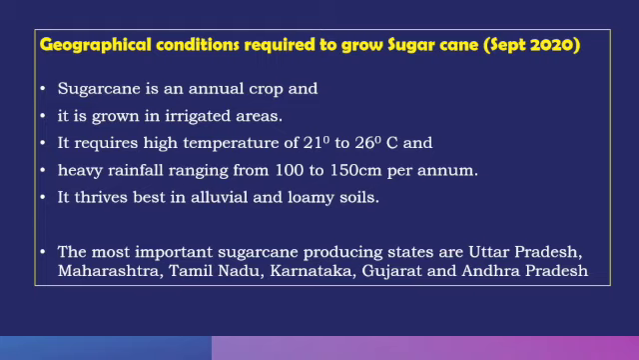It is grown in irrigated areas. To grow sugarcane, the area must be completely irrigated. Irrigation is very much essential. Sugarcane requires a very high temperature, between 21 degrees to 26 degrees Celsius, and heavy rainfall ranging from 100 to 150 centimeters per annum. Sugarcane grows well in alluvial and loamy soil. Alluvial and loamy soil are best suited for growing sugarcane. So these are the geographical conditions needed to grow sugarcane. The most important sugarcane producing states in India are Uttar Pradesh, Maharashtra, Tamil Nadu, Karnataka, Gujarat, and Andhra Pradesh. So these states are the major sugarcane producing states.